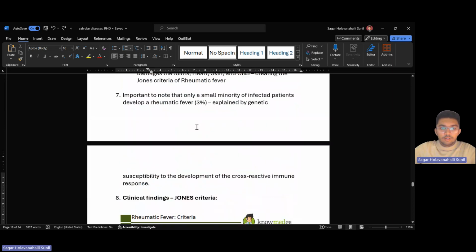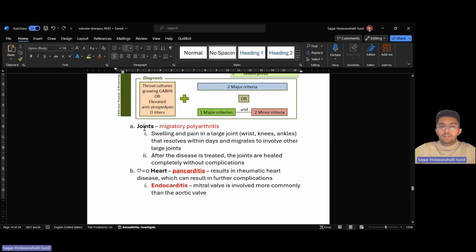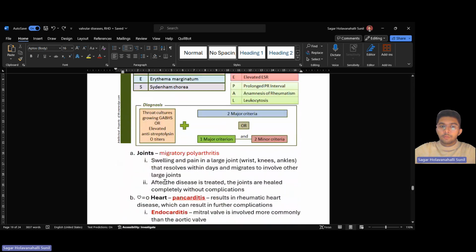Now, over here, it mentions that it's important to note that only a small minority of infected patients develop rheumatic fever. And this is mainly explained by genetic susceptibility to the development of that cross-reactive immune response. So not all people develop that immune hypersensitivity reaction. It's more of a genetic situation. So J stands for joint involvement. It causes migratory polyarthritis, typically swelling and pain in large joints.